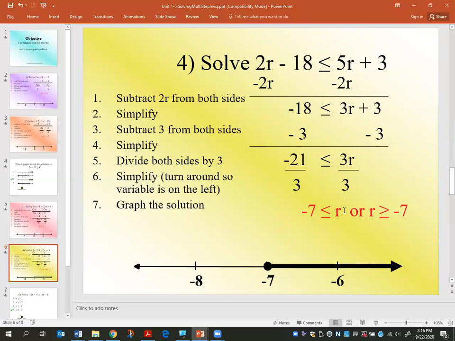Okay, the r and the negative 7 change places, and then the symbol goes from less than or equal to greater than or equal to. So this is really a solid circle on negative 7, and we are numbers greater than that. So we are looking at an arrow to the right.